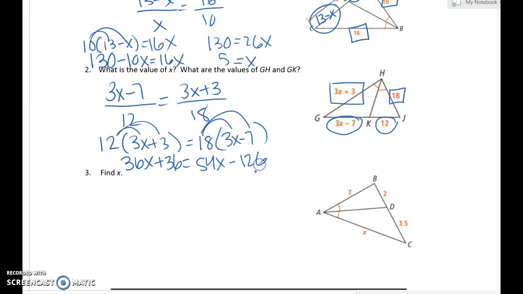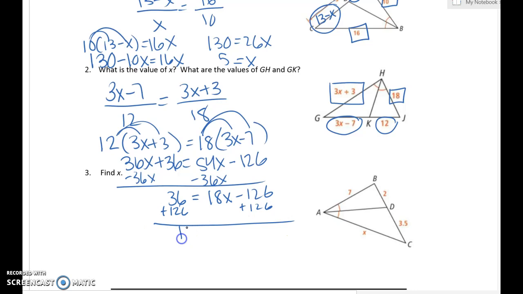Okay, so now if we subtract 36x on both sides, 18x minus 126 equals 36. If we add 126, 162 equals 18x. Divide by 18 on both sides, and x ends up being 9. So that was part of it. Kind of moved down into the number 3 spot, but x equals 9.